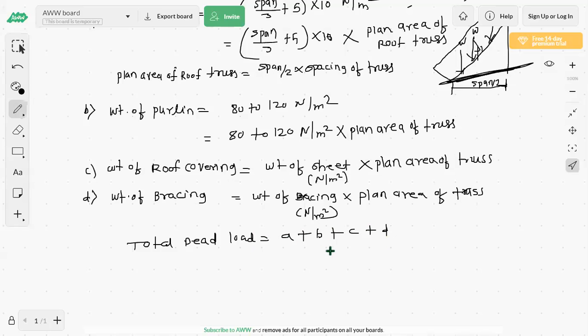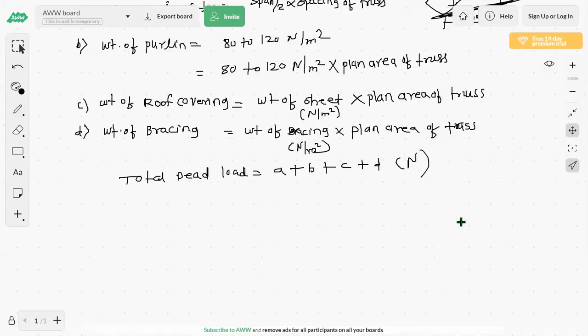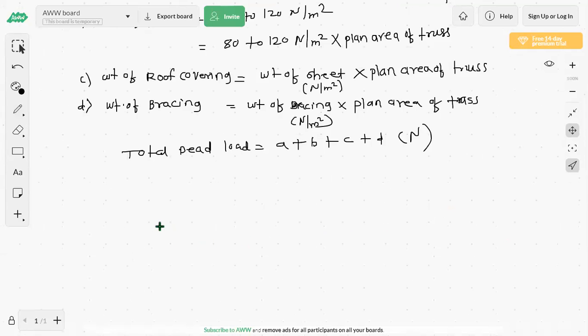A plus B plus C. So this is the total load, in Newton. Total dead load is in Newton. Okay, so in this way we can calculate the dead load. So now this dead load is acting on the panel points.